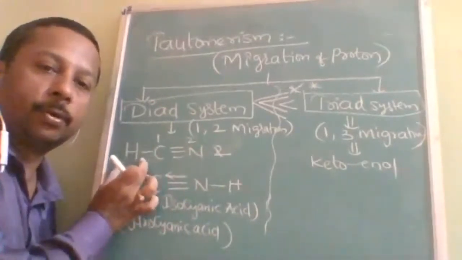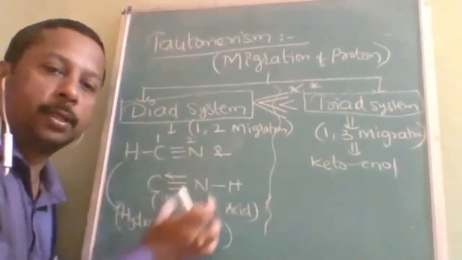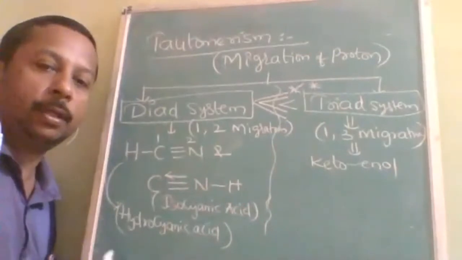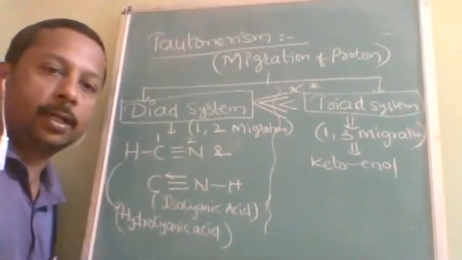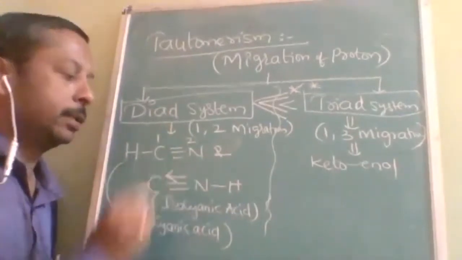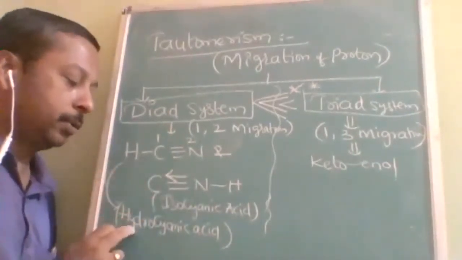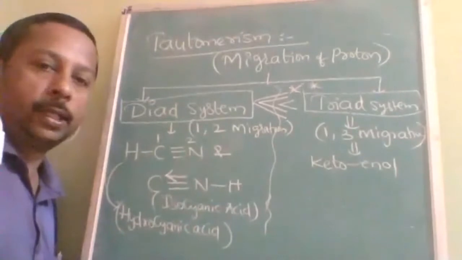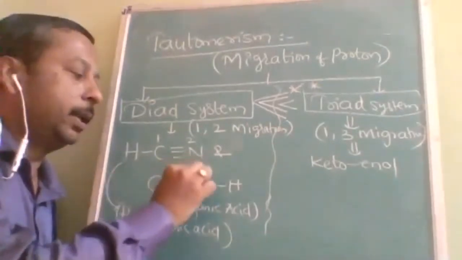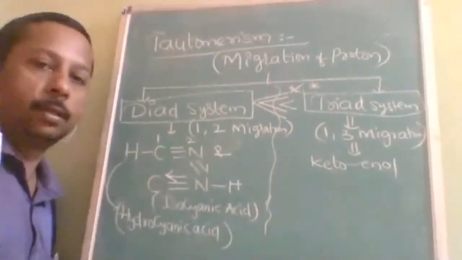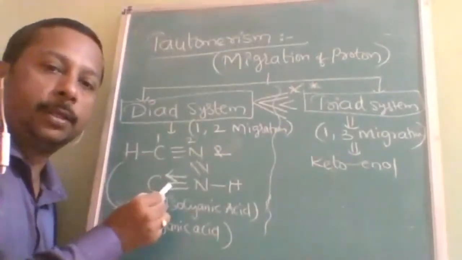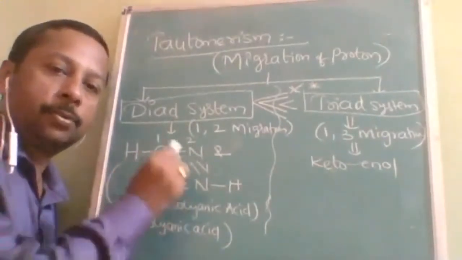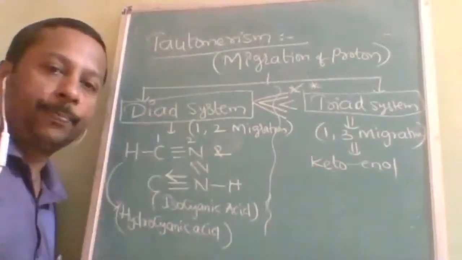If this proton migrated to nitrogen, then this will be formed. It is called as what? Isocyanic acid. Cyanic acid, hydrocyanic acid, and isocyanic acid. They both will be in dynamic equilibrium with each other. Some molecules will be in this form, some molecules will be in this form. Both exist together, then only it is called tautomerism.